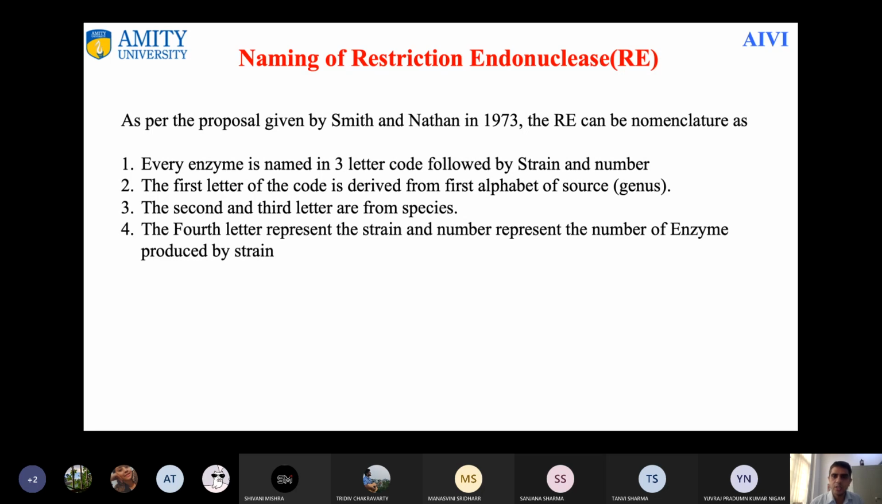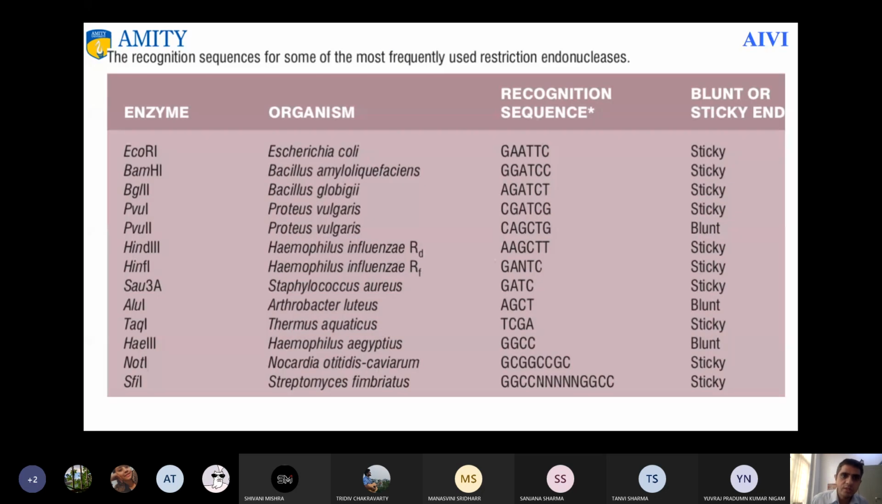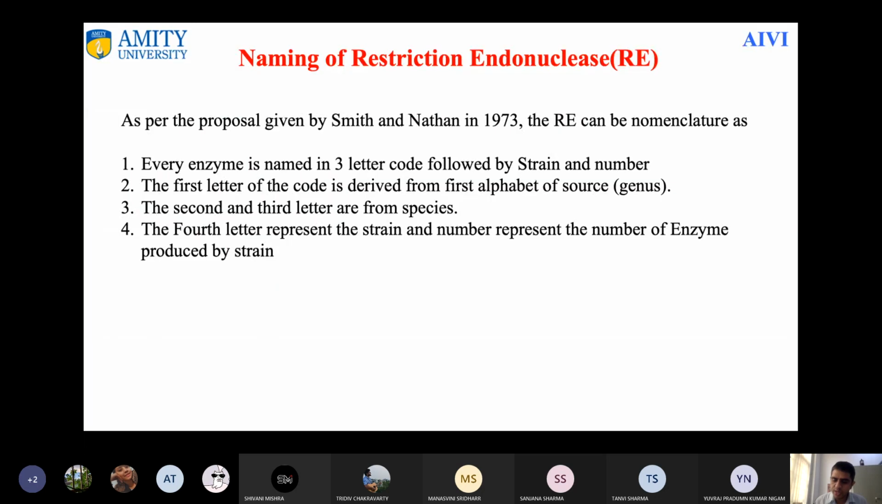The first is E. coli. Eco is the first three letters, then R is the strain name here, and the 1 is the first enzyme isolated from this E. coli. Then EcoRII is going to be the second enzyme isolated from the Escherichia coli R strain. Then EcoRIII, if it is there, is the third enzyme isolated from the E. coli. So if the strain and species are common, the first four letters remain the same, followed by the number of the enzyme.